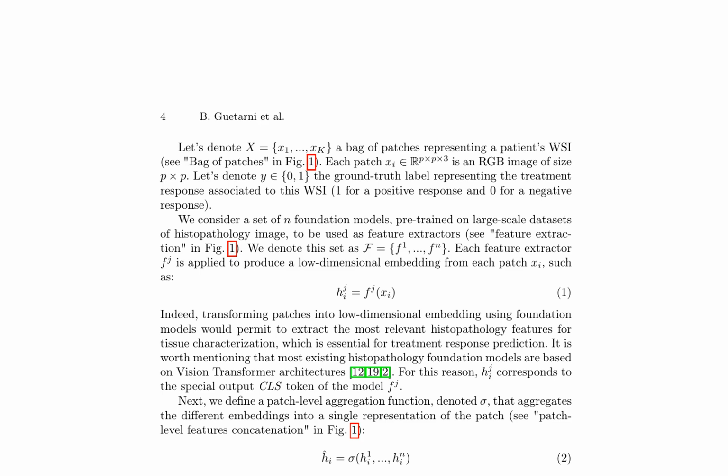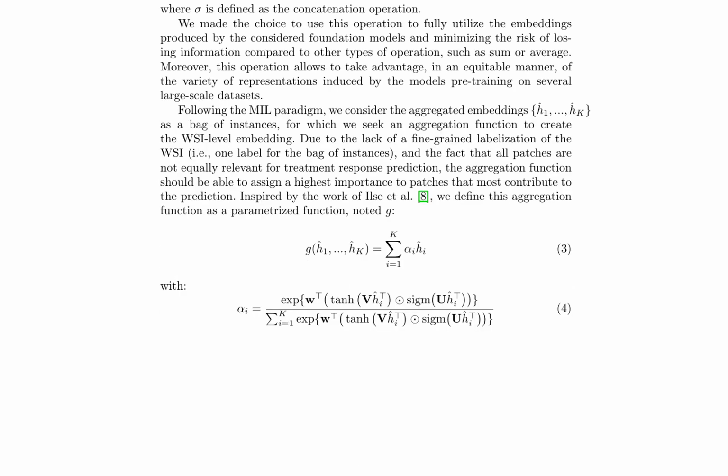The weights are computed using a neural network with a tanh and sigmoid activation function, which allows for the assignment of higher importance to relevant patches. The output of the aggregation function is a WSI-level embedding, which is then used to predict the treatment response. The proposed method is evaluated on a dataset of WSIs with H&E staining, and the results show that the approach achieves state-of-the-art performance in predicting treatment response. The use of multiple foundation models and attention-based aggregation function allows for the effective utilization of diverse representations and relevant patches, leading to improved performance.